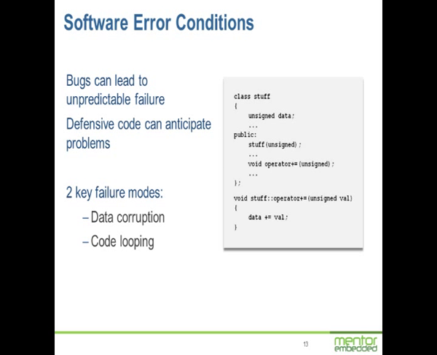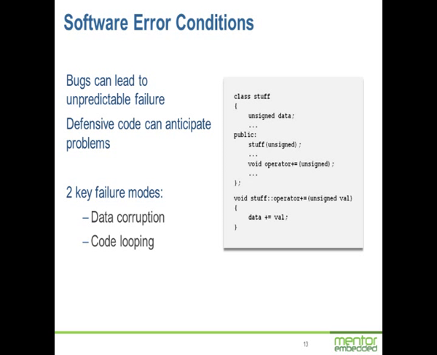What about software errors? Well, as a software engineer, I would assume that we don't make any errors. It's only the hardware that goes wrong, but of course that isn't true. Software bugs can lead to completely unpredictable failure. The best we can do then is debugging, I suppose. Defensive code can help deal with the unexpected.